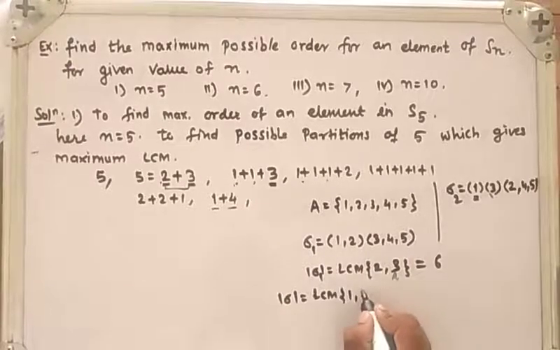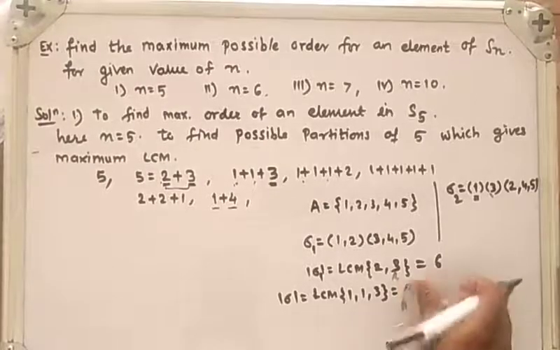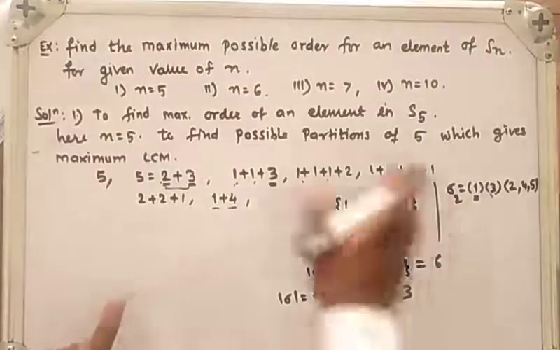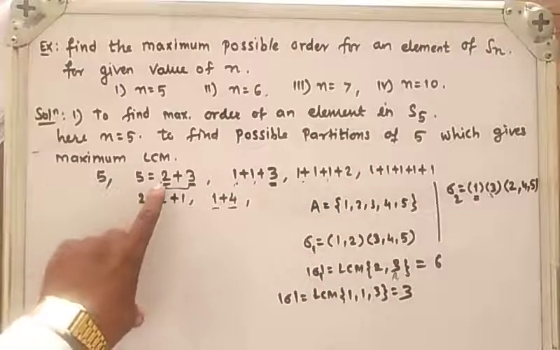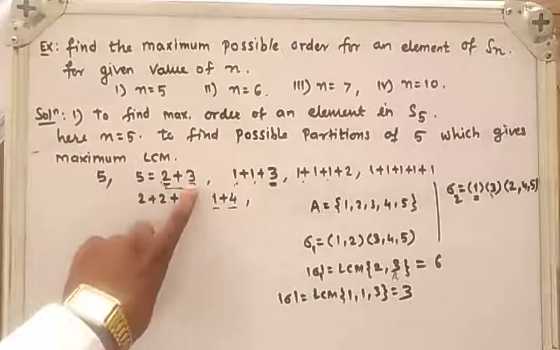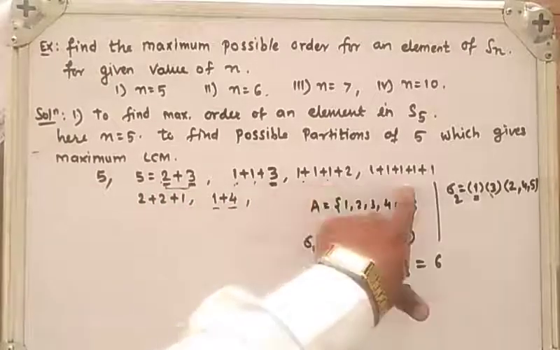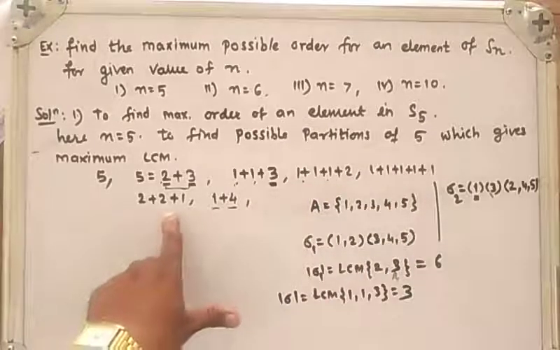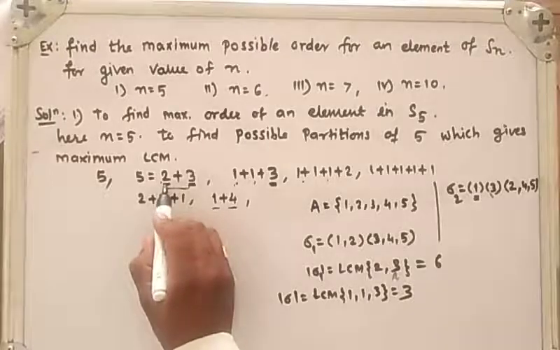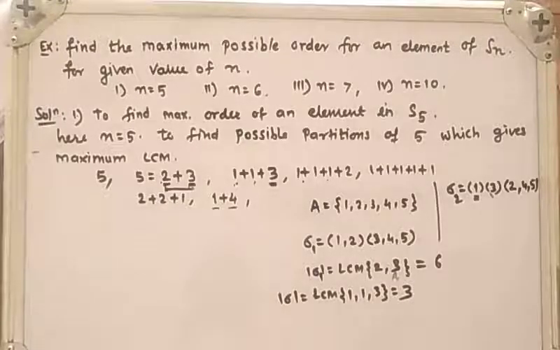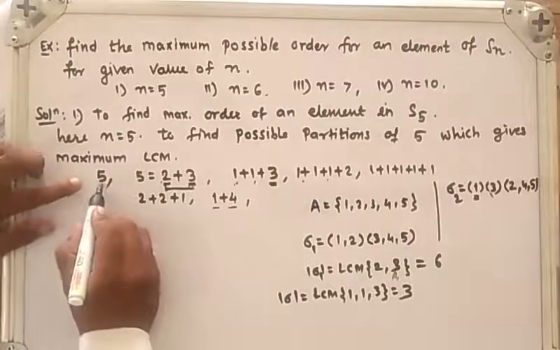So the LCM of 1, 1 and 3 is 3. Among these, what is the maximum LCM? Here 5, here we will get LCM 3 into 2, that is 6, here we will get 3, here we will get 2, here we will get LCM 1, here we will get LCM 2, here we will get LCM 4. So among that, if I take these 2 cycles, here I get only 2, 3 is the maximum order, because this 5 means what?